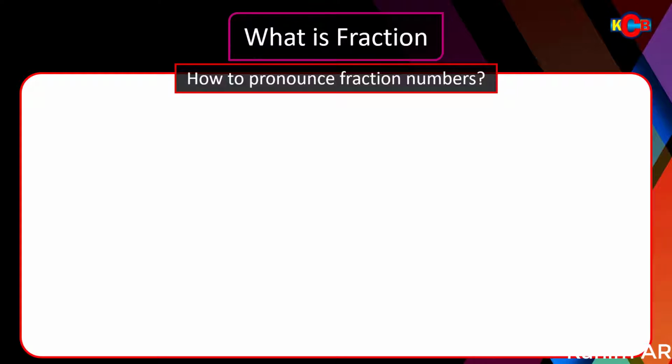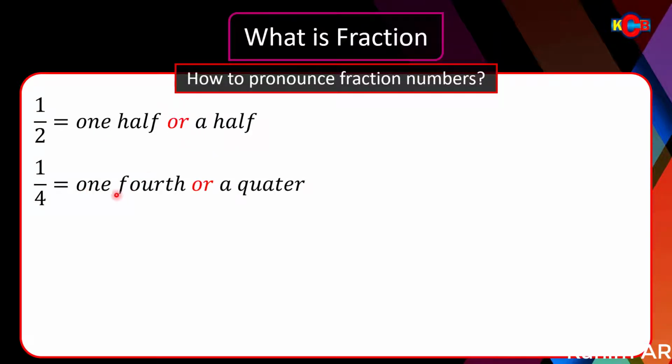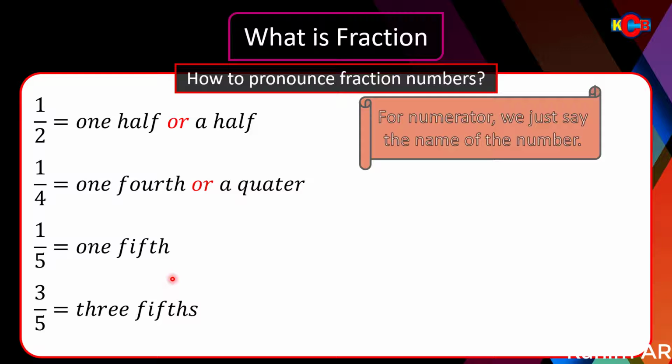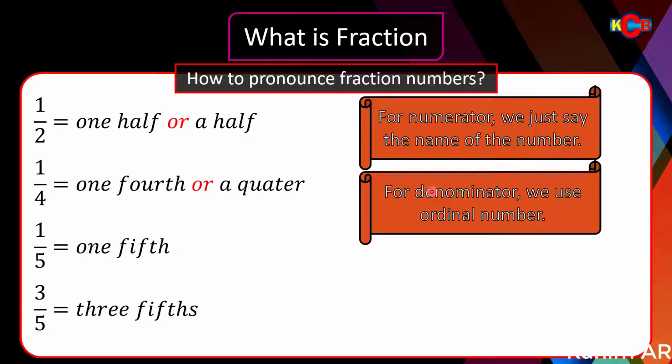Next, how to pronounce fraction numbers. Now, read this together with me. 1/2 or a half, 1/4 or a quarter, 1/5, 3/5. From these examples, we can see that for the numerator, we just say the name of the number, and for the denominator, we use an ordinal number.